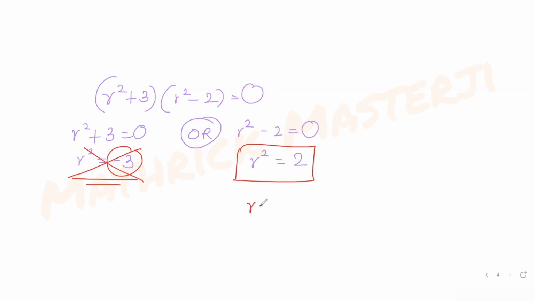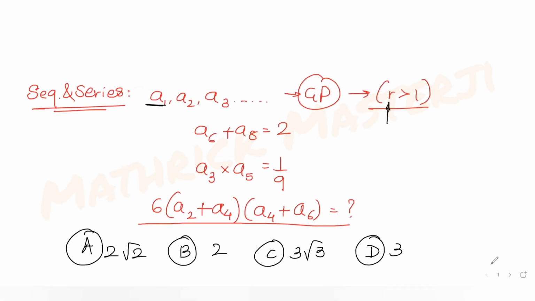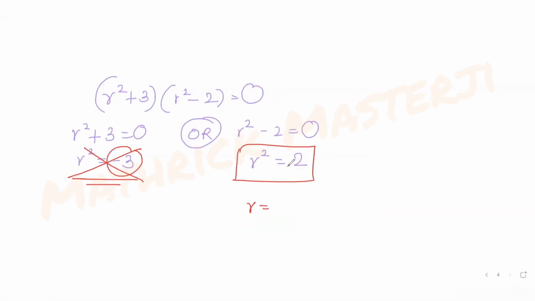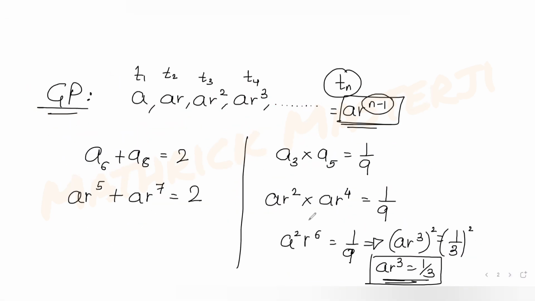And since we have been told that r is greater than 1, I know I have to just take the positive value for r, and that is root 2. So if I take the square root on both sides, I get the value of r, that is the common ratio, as root 2.